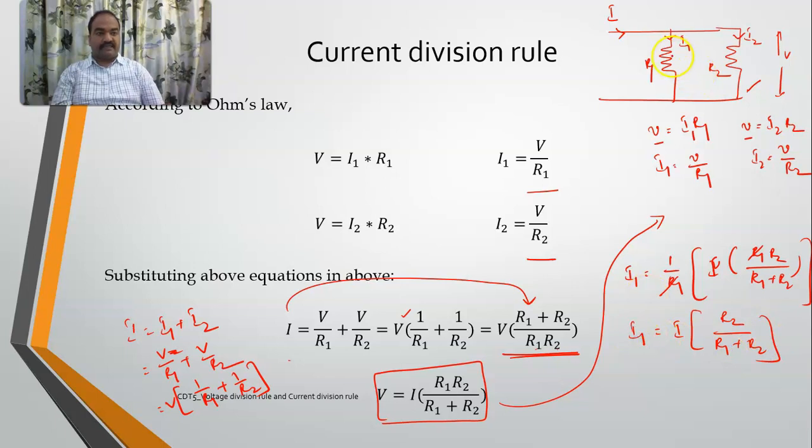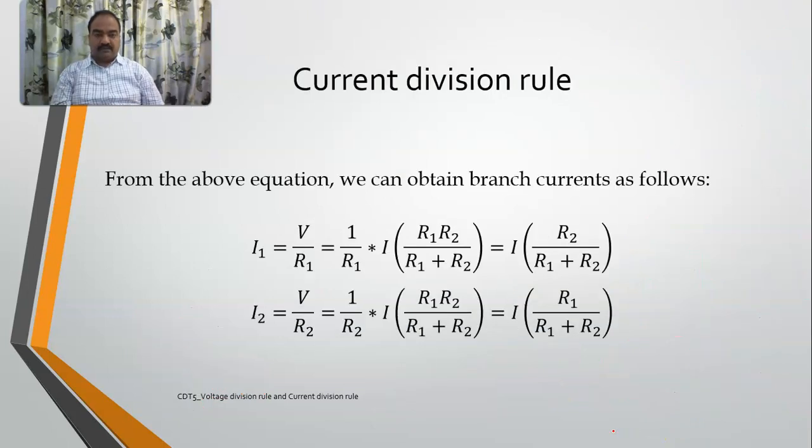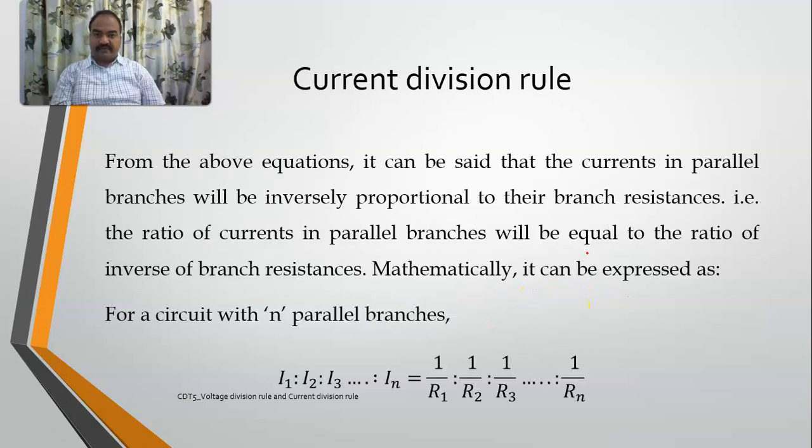This is I1. So I1 current is proportional to R, the opposite path's resistance, not its own resistance. Similarly, I'll get I2 is equal to I into R1 by R1 plus R2. Okay, see, this is what we have obtained. So from this, what we can observe is that currents in parallel branches will be inversely proportional to the ratio of their branch resistances. That is what your Ohm's law says.